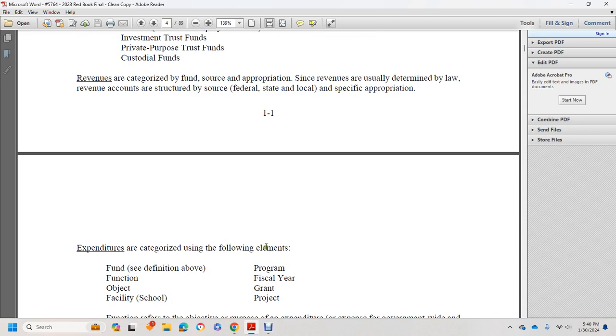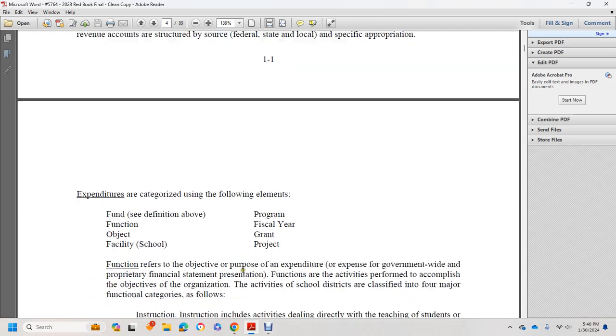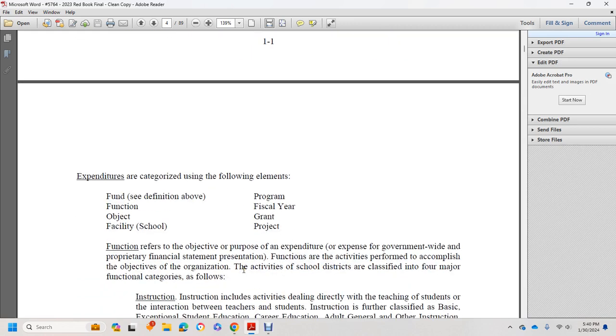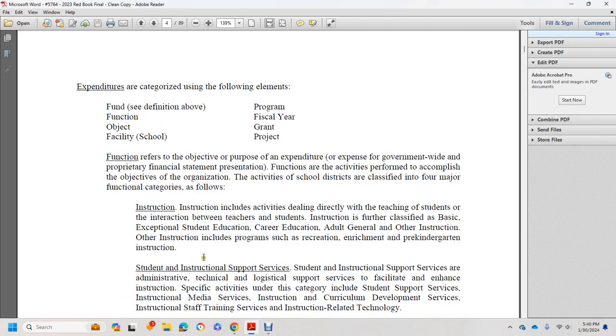Expenditures are categorized using the following elements: funds, function, object, facility, school, program, fiscal year, grant, and project. Function refers to the objective or purpose of the expenditure, for the government-wide, proprietary, and financial statement presentation. Functions are activities performed to accomplish objectives of the organization. Activities of school districts are classified in four major functional categories as follows.